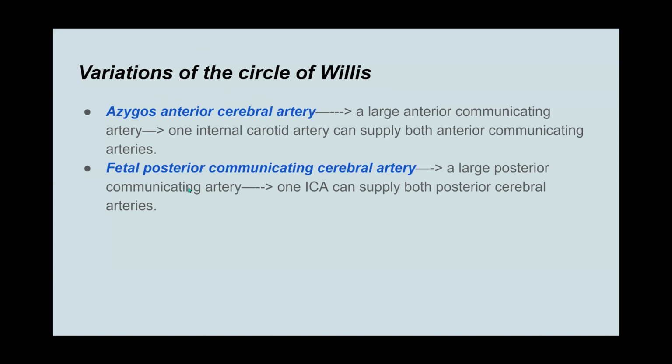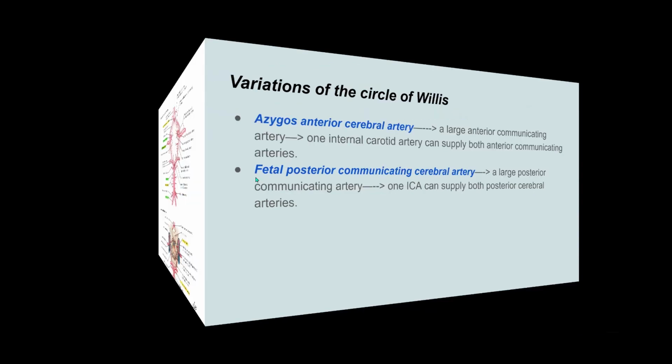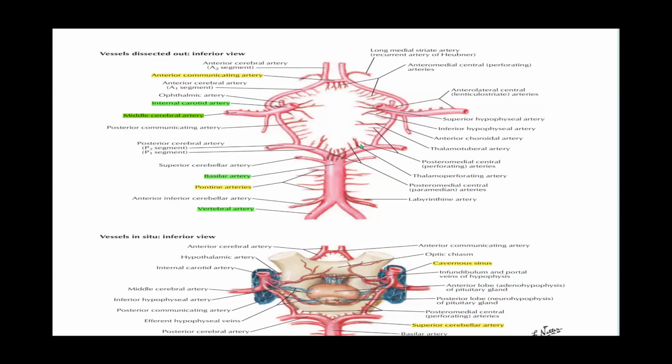And then I also saw what is called the fetal posterior communicating artery. That happens when you have a large posterior communicating artery, such that one internal carotid can supply both posterior cerebral arteries. So these are the posterior cerebral arteries here. And imagine if these posterior communicating arteries are large, then blood flow from these internal carotids can sufficiently go through that large posterior communicating artery to perfuse both, ipsilateral meaning on the same side.